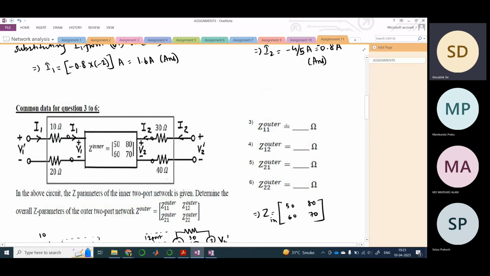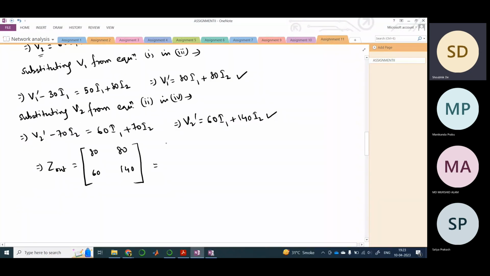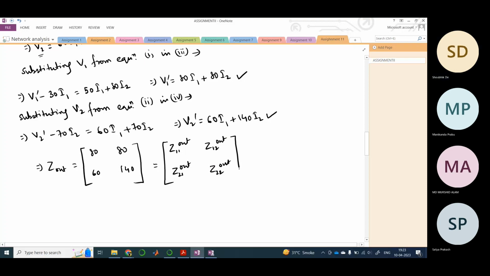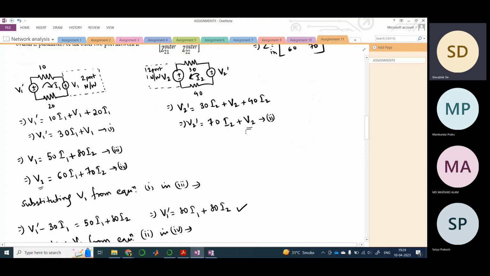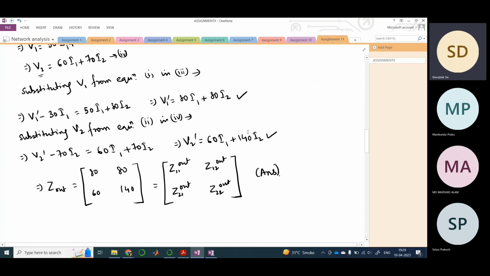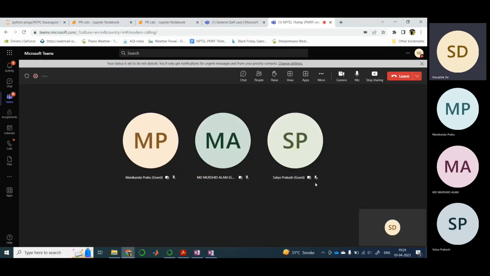Here you need to separately write these. So this is your Z11 out, Z21 out, Z12 out, and Z22 out. Right, so this is your answer. This is the answer to the second set of questions. I hope this is clear, guys. Again, if you have any doubt, please do unmute and speak.